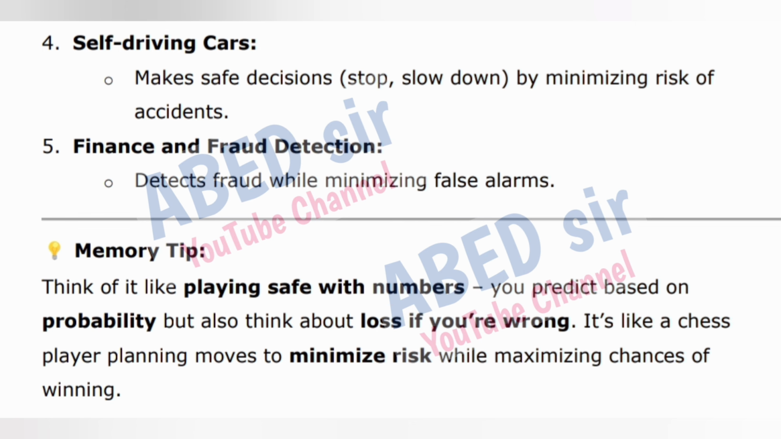5. Finance and fraud detection. Detects fraud while minimizing false alarms. Memory tip. Think of it like playing safe with numbers. You predict based on probability, but also think about loss if you are wrong. It's like a chess player planning moves to minimize risk while maximizing chances of winning.